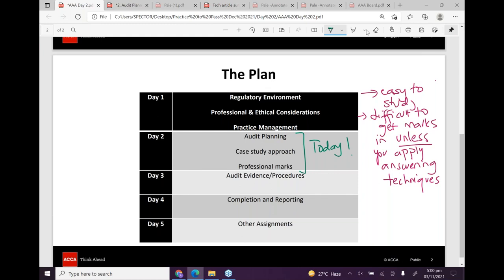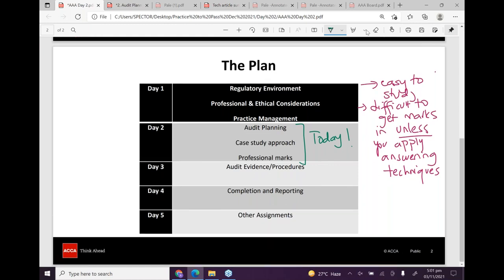This is the plan that I shared with you all yesterday. So we covered day 1, which was section A, B, and C of the syllabus. Remember, these are very easy topics to study. There's some level of learning involved, particularly in the code of ethics, but they're slightly difficult to get marks in unless you're comfortable with the answering techniques.